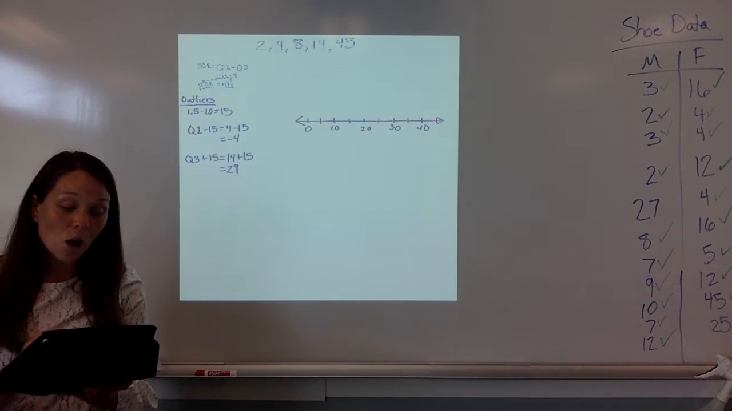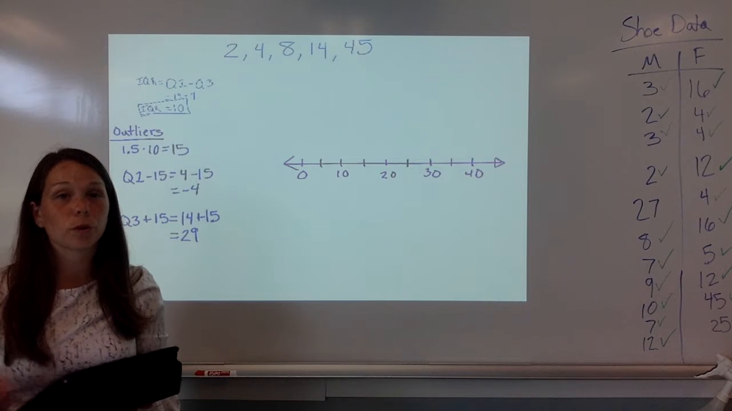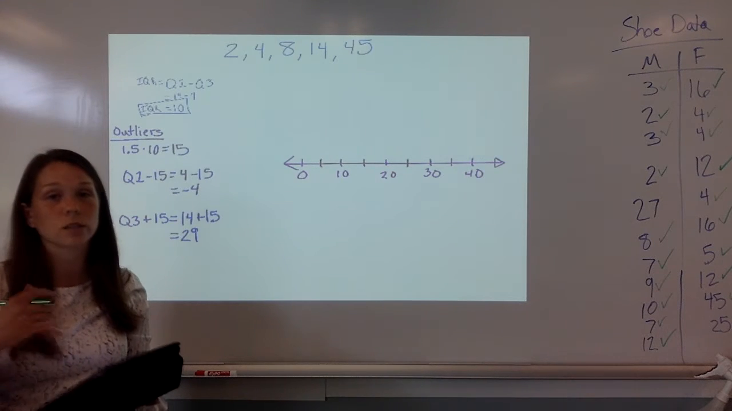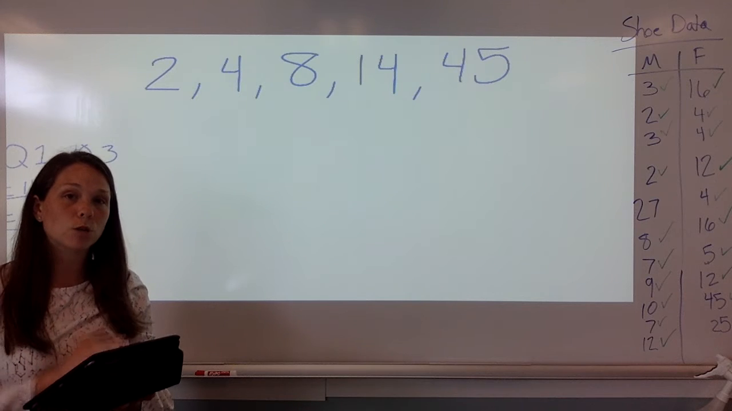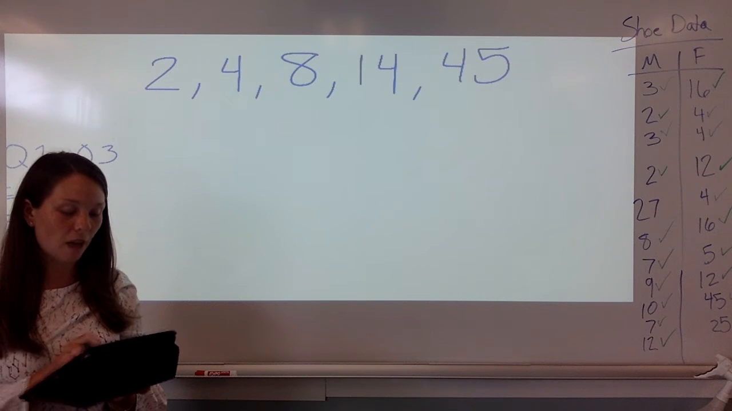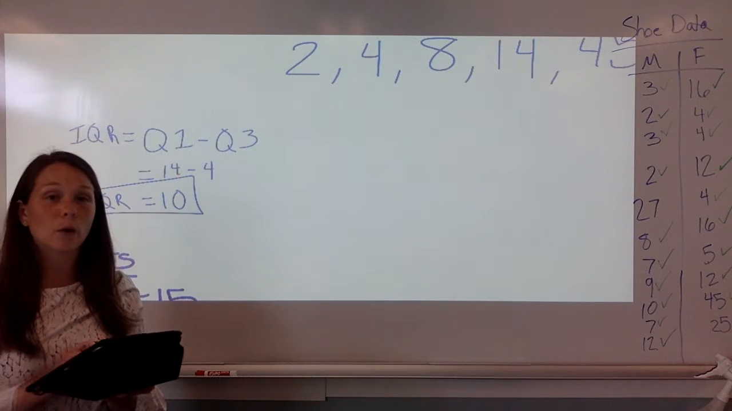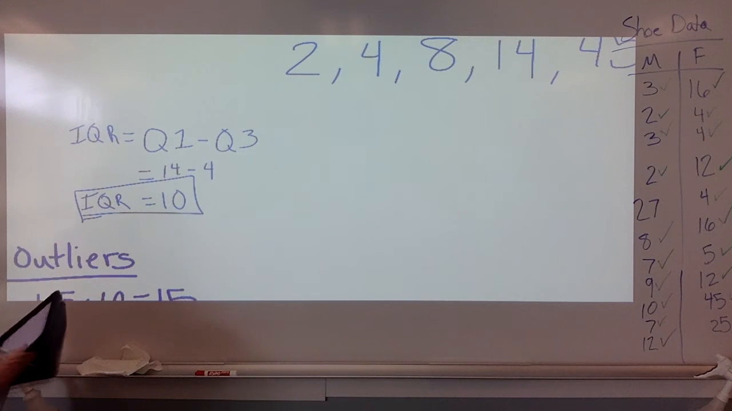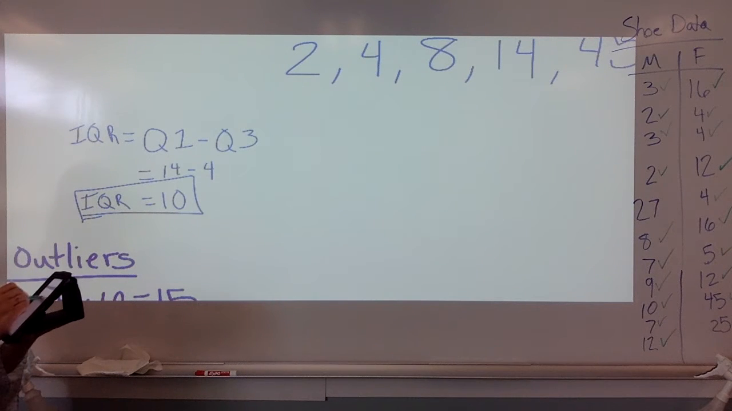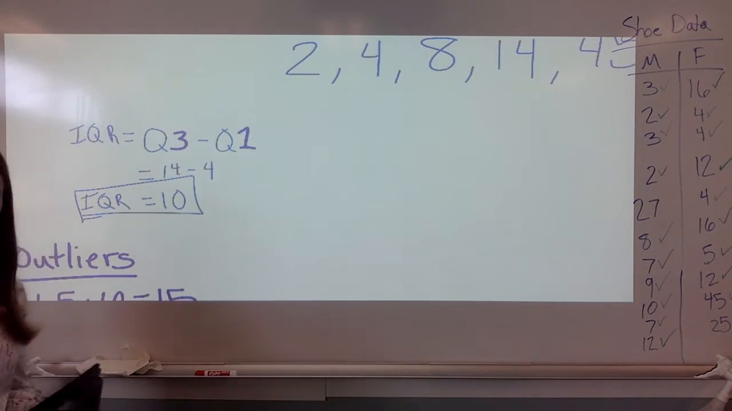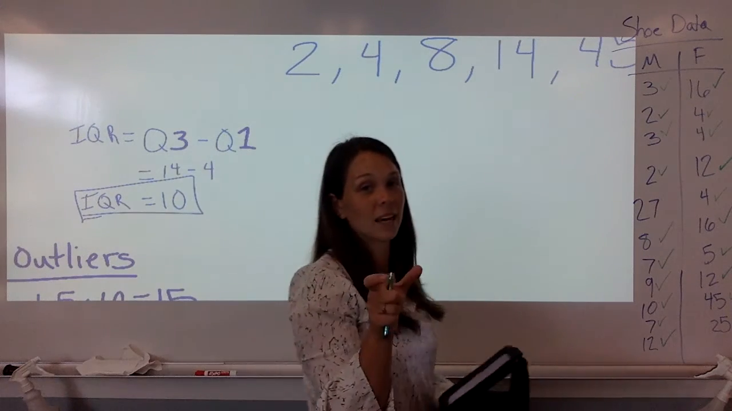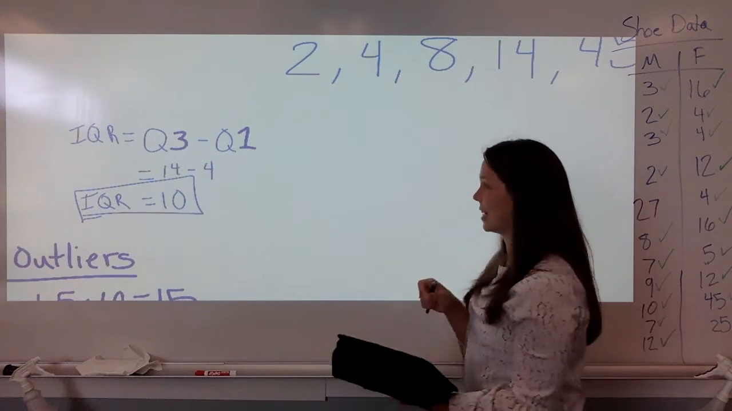What I'm doing now is I want to walk through with you how we calculate outliers and how we create box plots. So I have my 5-number summary at the top: 2, 4, 8, 14, 45. I first need to calculate my interquartile range, which I have flipped-flopped. It should say Q3 minus Q1. So 14 minus 4, so my interquartile range is 10. So that means 10 is representing the middle 50% of my data set.